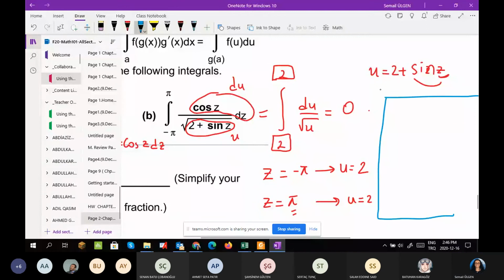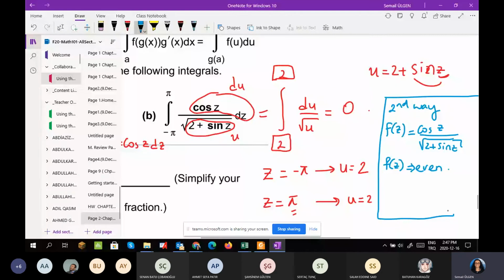Second way: what is f of z? F of z is cosine z over square root of 2 plus sine z. But they told you to use substitution, and this is without the substitution. Do you see that f of z is even? Even function. Since it is even, it is symmetric with respect to the y-axis, right? So let's see.